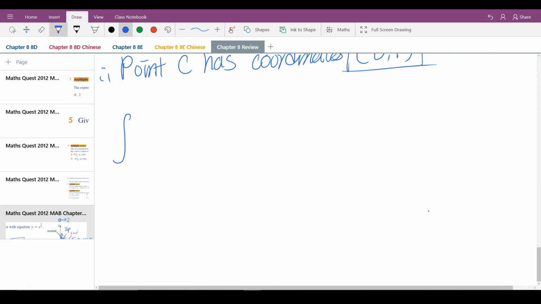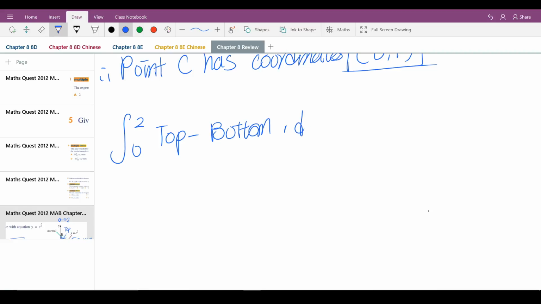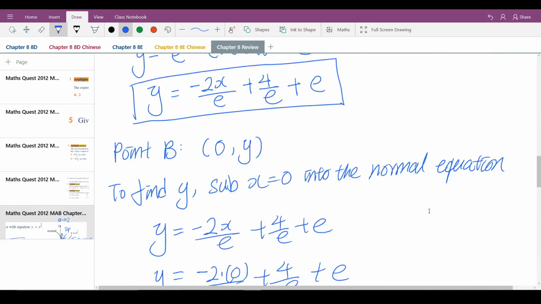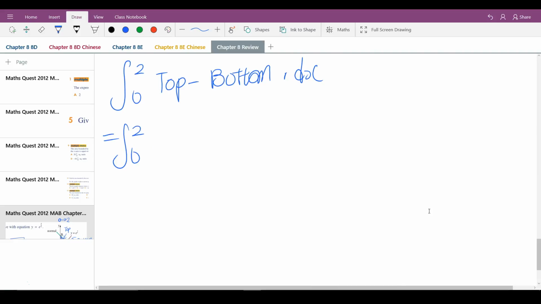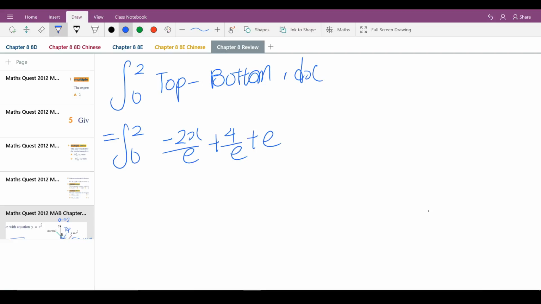Last question. From 0 to 2, top minus bottom, integrate with respect to x. So the top function, remember, is our normal function. It's this one: negative 2x over e plus 4 over e plus e. Minus the bottom function, which is just e to the power of x over 2.